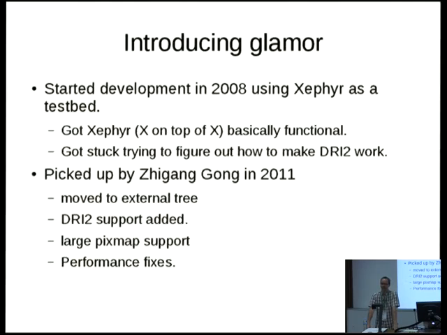It was picked up by Zhigang Gong, a coworker at Intel, in 2011. By this time, the Wayland interfaces existed, so he pulled the code out of the weird branch that I had lying around, made a little standalone library for it, and added support for DRI2, the current DRI at the time, using the Wayland interfaces of let's just take the GL buffer, get a name for it, hand it off to the X server, and the other way around. He also added large pixmap support.